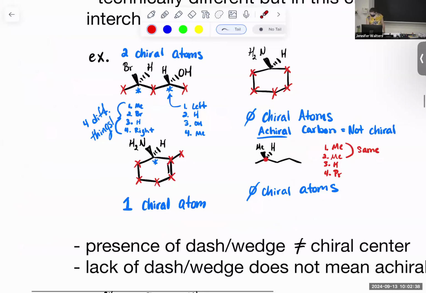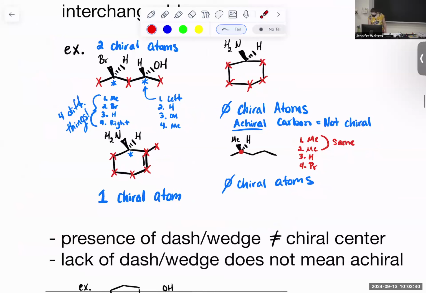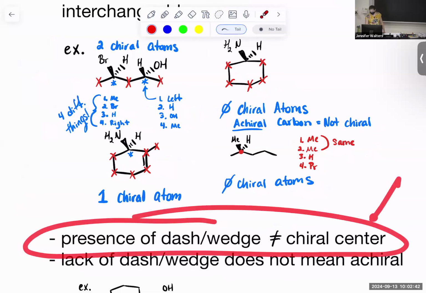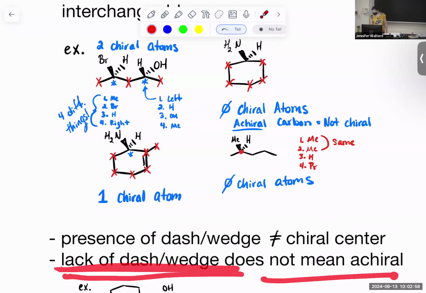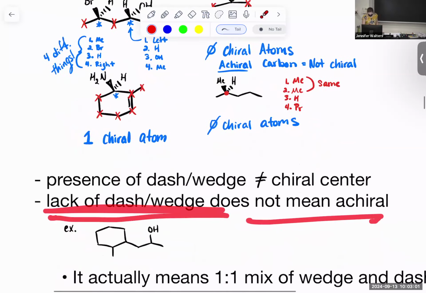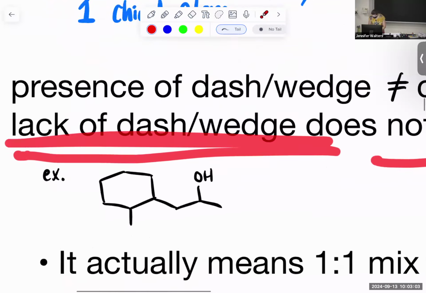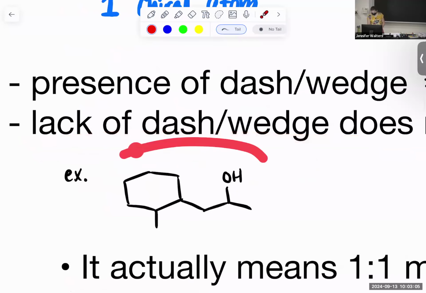So with that, I give the warning of just because you have a wedge or a dash does not mean you are a chiral center. We just had 2 examples here where we had wedges and dashes drawn in, but it was not a chiral center. Likewise, lack of a dash or wedge also does not mean that it is achiral. So for example, how many chiral atoms are there in this molecule? It is not 0.